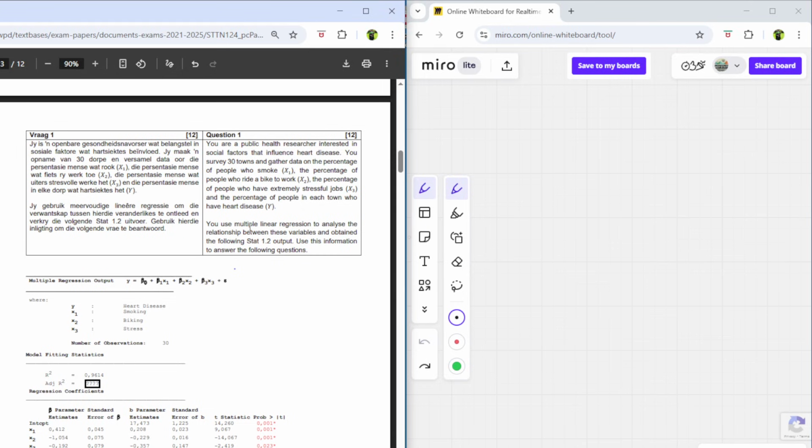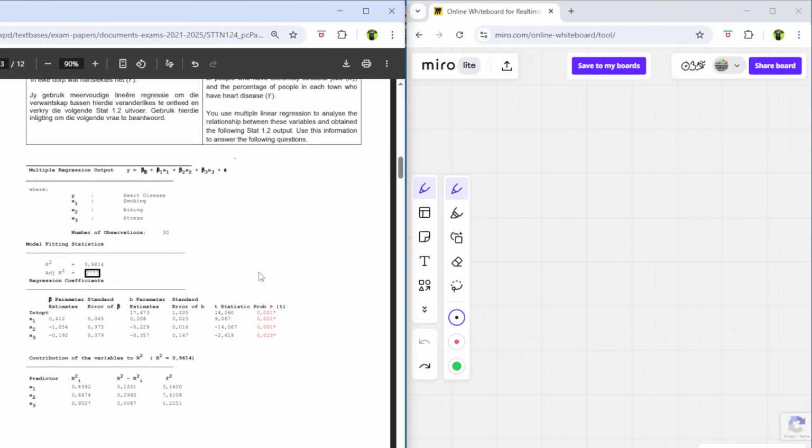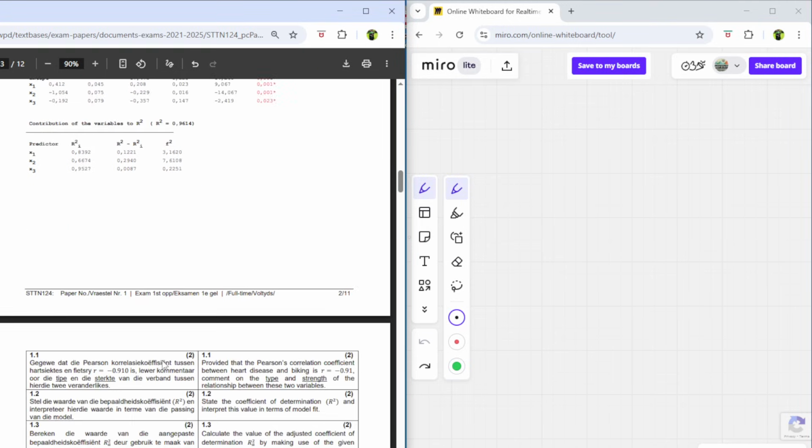Now, you use a multiple linear regression to analyze the relationship between these variables and obtain the following Stat 1.2 output. Use the following information to answer the following questions. Now, they will give you a Stat 1.2 output. You won't be asked to do that because it's a computer program and you're not using computers for Stats 124. Now this is the multiple regression output, and we have the model fitting statistics, the regression coefficients, and then the contribution of variable to R squared. Now there are questions that follow after that.